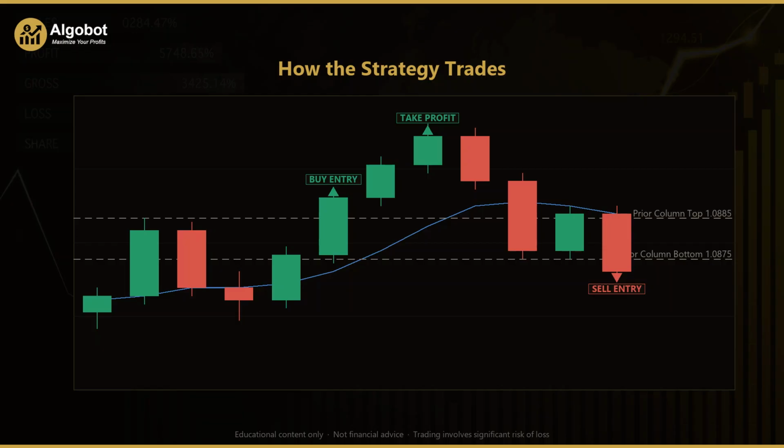A brief bounce follows, creating a small up column, but it fails to recover. Then comes the mirror signal. Price rolls over again and drops one box below the lower reference line at 1.0875, below the bottom of that previous down column. This is the double bottom sell signal. Because the candle closes below the blue moving average, the trend filter confirms the downside, and the sell entry marker appears.